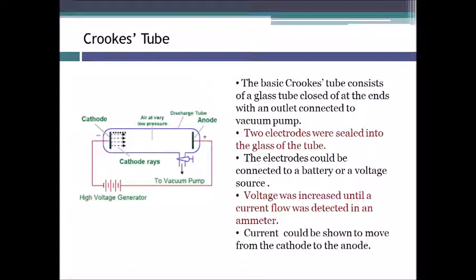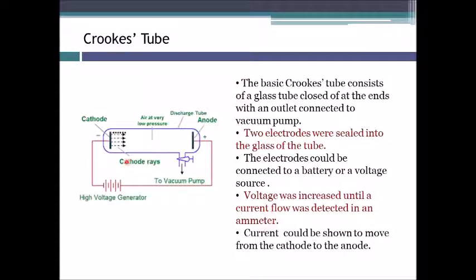So here you see the structure of the Crookes tube. This is the simplest structure, an elongated glass tube. This is the electrode on one side, the cathode, and this is the anode. They both are connected to a high voltage generator. Inside the tube there is vacuum, which has been created by connecting the tube to a vacuum pump. Vacuum implies air at a very low pressure.